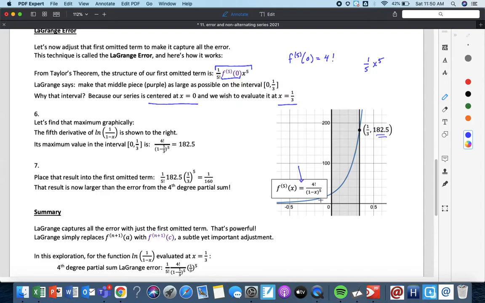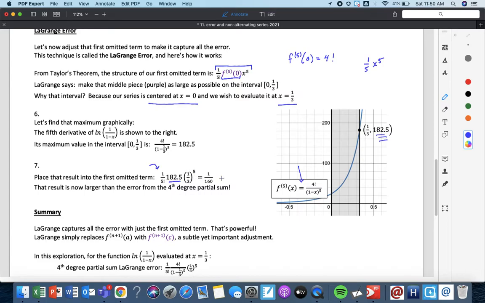And when you graph it, you find that this thing grows quite dramatically. So I had to create a y window that was pretty high. And you can see that it's an increasing function in this interval. So its largest value is way over here at 182.5. So we're going to replace this old expression of 4 factorial, or the fifth derivative evaluated at 0, with 182.5. And that's what I've done down here. I have 1 over 5 factorial, I have 182.5 standing in now for what it was before, and then I have 1/3 to the fifth.